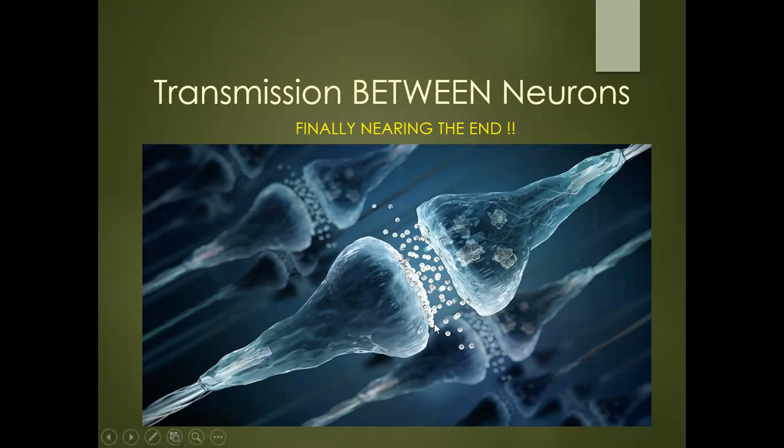Whatever. So the last part, finally nearing the end. This portion will go a lot quicker than the other two. Don't worry, we really are getting close to the end. Here we're going to talk about transmission between the neurons, how we communicate from one neuron to the next. It's gone down the axon. Now we just have to finish the journey and get across to the next neuron.